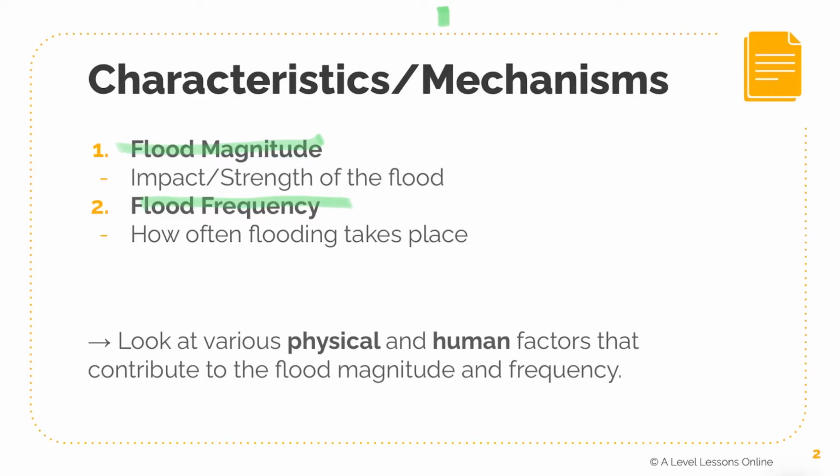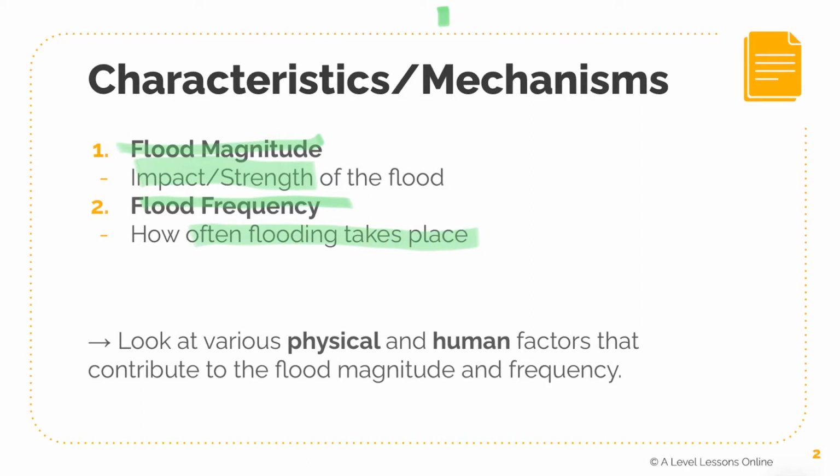Magnitude, as the name suggests, is how strong something is, the value of the strength of something. So it's how impactful or how strong the flood actually is. Certain causes or factors will lead to different magnitudes of floods. The frequency is how often the flood takes place. So that will be something you need to know as well.